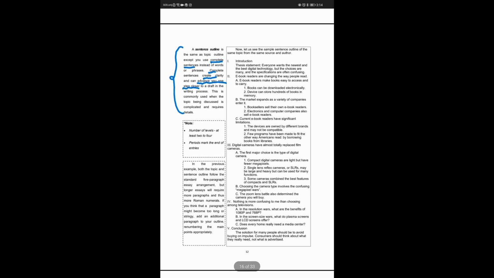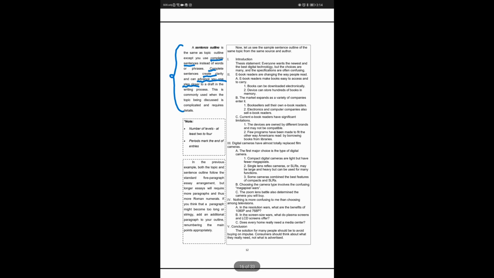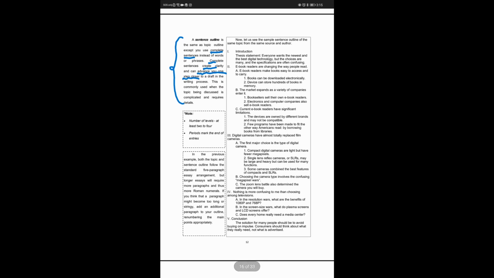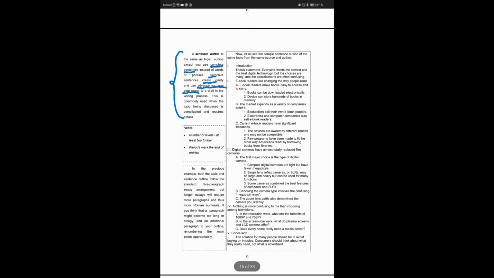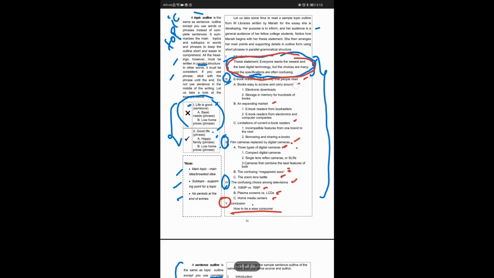So, I mean, it's easier when you do this. It's easier to finish your writing when you use the sentence outline. Mas madaling gawin yung topic outline. Pero ang advantage nito, kahit mas mahirap itong gawin, mas mabilis kang makakatapos kasi nga naka-sentences na agad yung mga naka-outline sa'yo. Okay? This is commonly used when the topic being discussed is complicated and requires details. Sabihin, kapag medyo mahirap yung topic, mas maganda daw kung sentence outline ang gagamitin mo because you can clearly understand and explain better the ideas. Kasi kayo na sa topic outline, di ba?